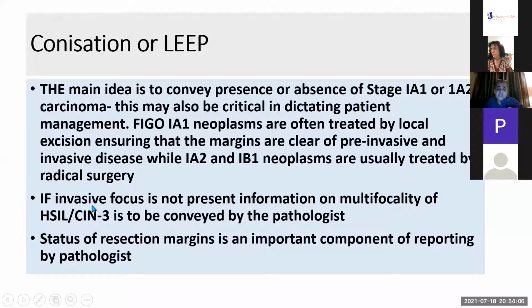If the invasive focus is not present, then the information on the multifocality of CIN 3 is also important for the pathologist. You may have a CIN 3 at 12 o'clock, another CIN 3 lesion at 6 o'clock, another at noon. So these are multiple lesions which you see in different clock positions. That's the idea behind grossing the whole conization specimen. And the status of the resection margins is also an important component of a conization report.